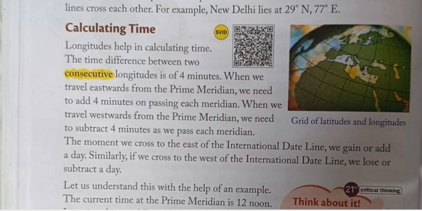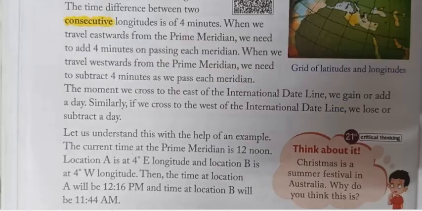When we travel westward from the prime meridian, we need to subtract 4 minutes as we pass each meridian. When we are moving westwards, we have to subtract 4 minutes in the time. The moment we cross to the east of the international date line, we gain or add a day. So when we cross to the east of the international date line, we have to add 1 day, meaning we gain 1 day. Similarly, when we cross to the west of the international date line, we lose 1 day, or we subtract 1 day. So let us understand with the help of an example.